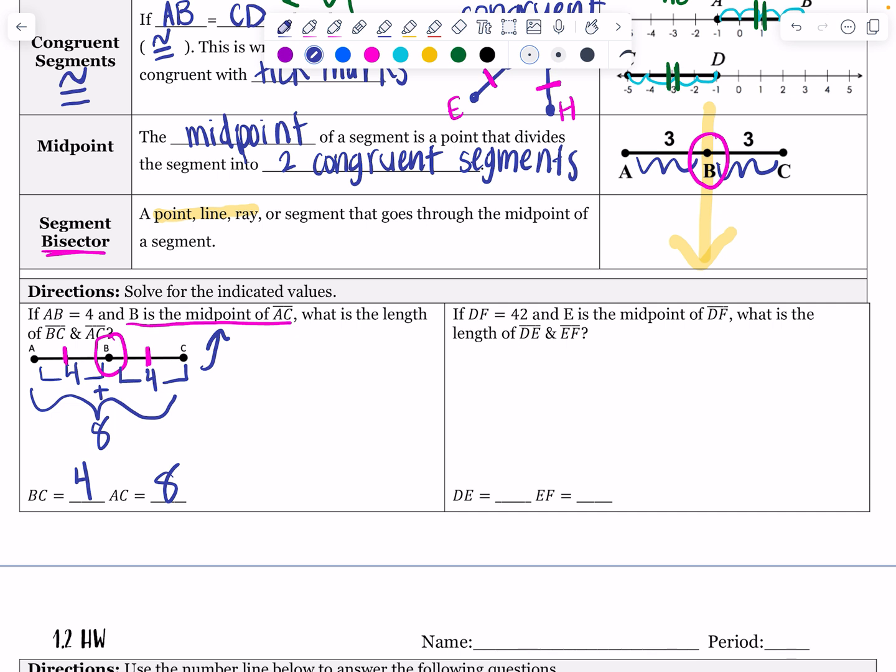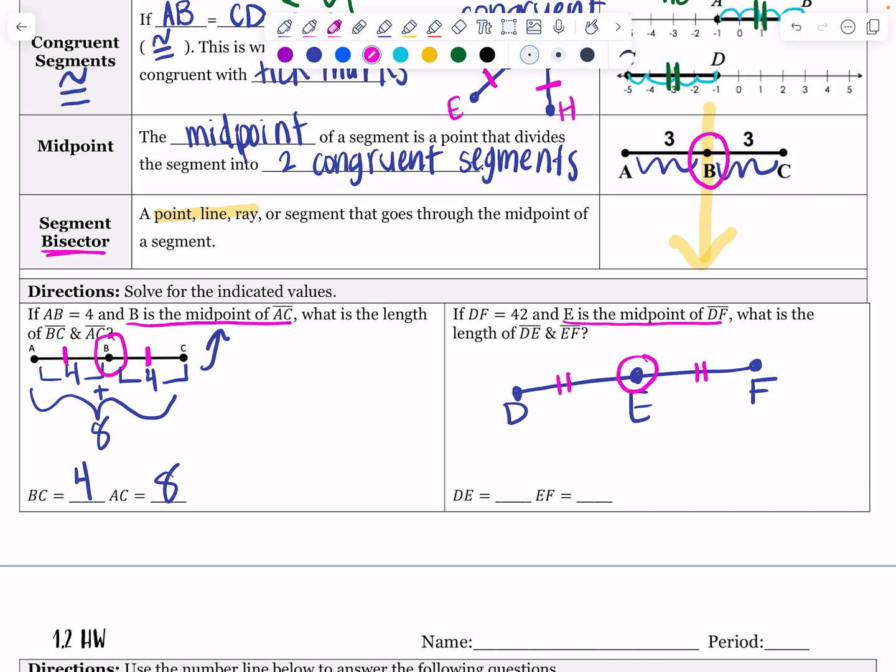All right, this one's a little bit harder, again, because it doesn't have a picture. So if in doubt, you're always going to draw it out. So if we know that DF is 42, I'm just going to start with a segment. I'm going to label one end point D, one end point F. And E is the midpoint, so I'm going to put it dead center in the middle. If I know that E is the midpoint of DF, that means it's dead center in the middle. So I'm going to put 2 marks here and 2 marks here to show they're the same, since I've already used 1 in my previous example.